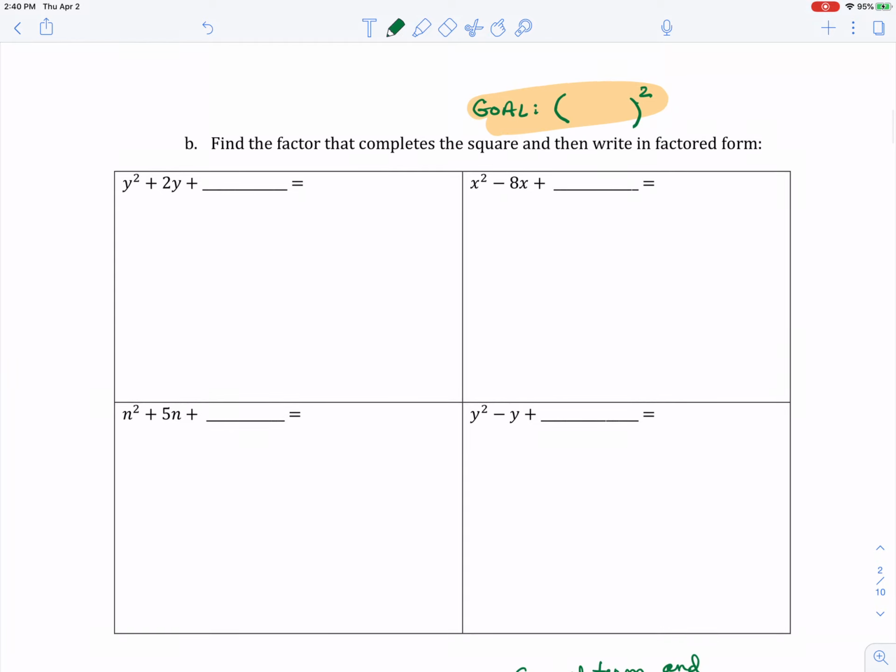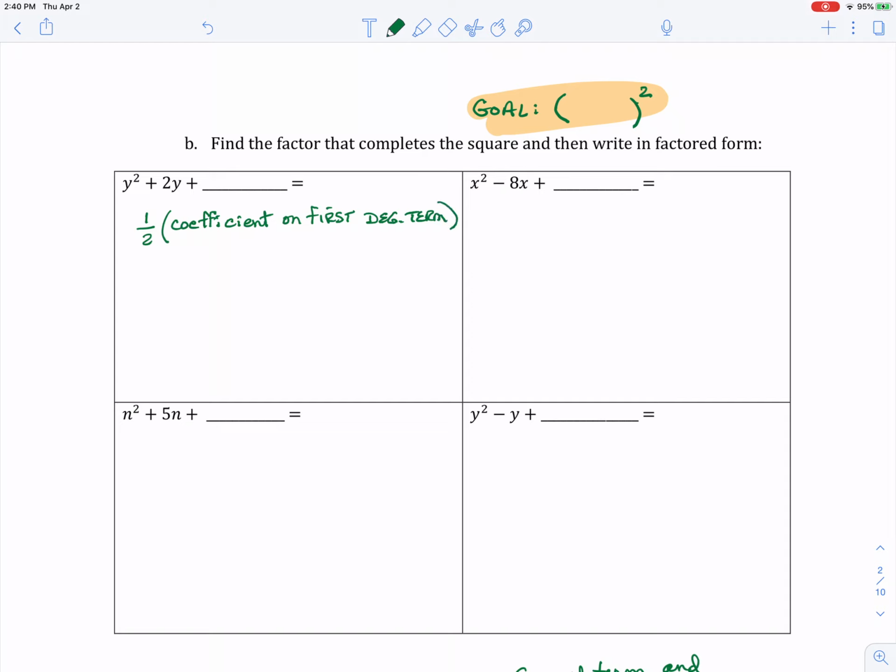So how do we get there if we only know the first two terms and we're trying to figure out what the third term in the trinomial needs to be? So there's a little pattern to these. You want to take half of the coefficient on the first degree term. All right, so that's a mouthful.